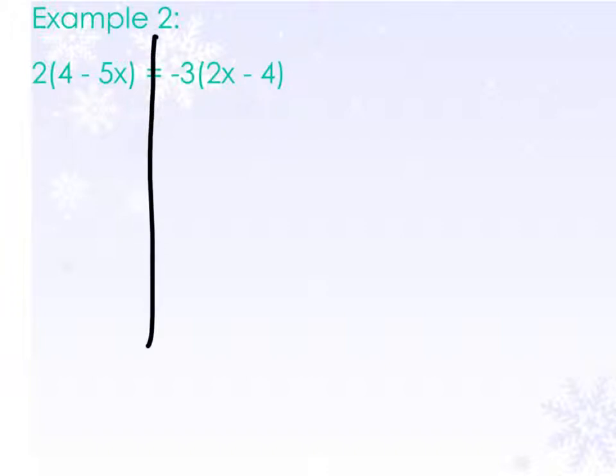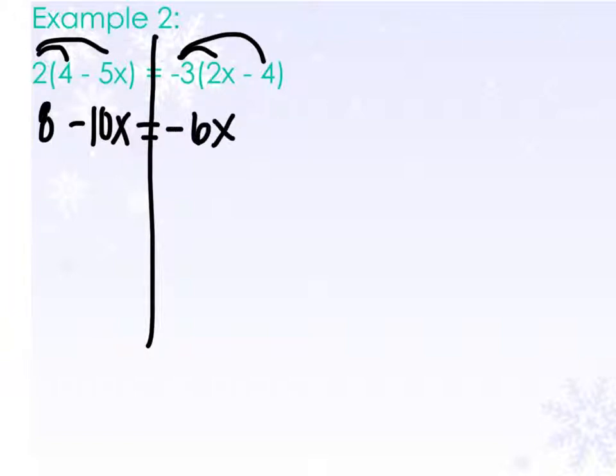Again, separate your two sides. Distribute on the left side. 2 times 4 gives you 8. 2 times negative 5x gives you negative 10x. On the right side, I distribute my negative 3. Negative 3 times positive 2x is negative 6x, and negative 3 times negative 4 is positive 12.